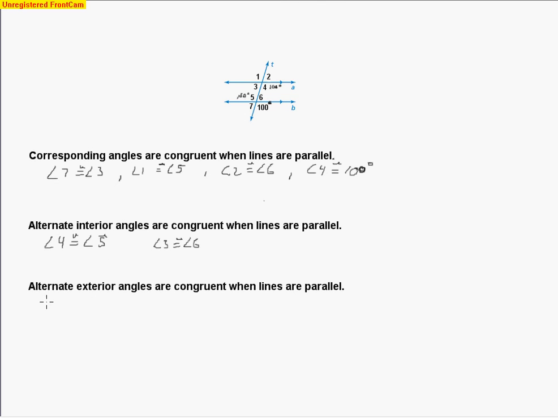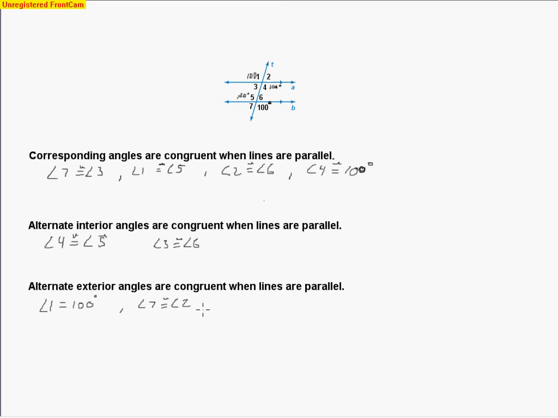So alternate exterior angles are outside the parallel lines. So for instance, angle 1 equals that 100 degrees again. So I see that this is 100 degrees, and now all the obtuse angles are given to me, or at least I know them all. And also we have angle 7 is congruent to angle 2. So you can see how 7 and 2 are on opposite sides of the transversal, both outside the parallel lines.